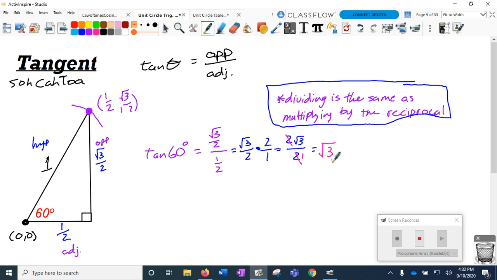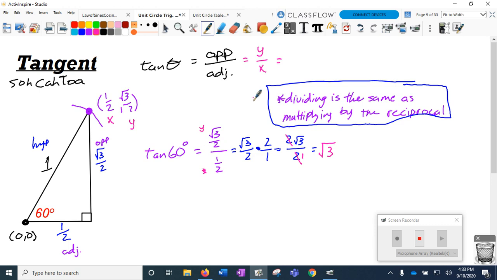Okay, that's how we're going to use these coordinates to come up with the tangent values. The opposite side was the y, and the adjacent side, that was the x. We had square root of 3 over 2, that was the y, and the adjacent side was the x. So we can actually extend this further. When I talk about tangent, I can call this y over x.